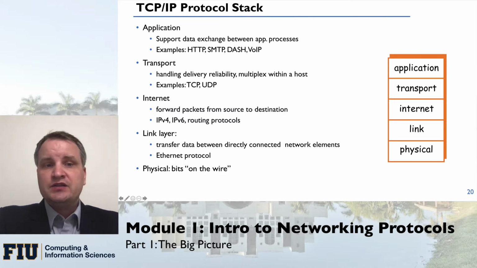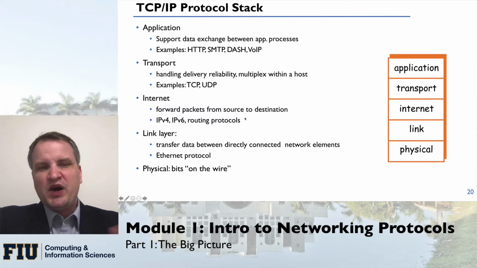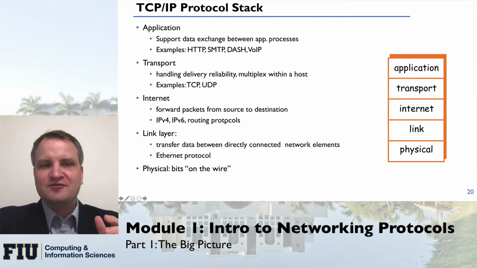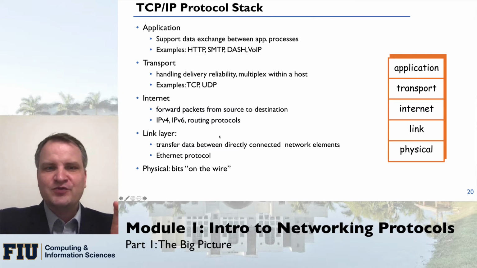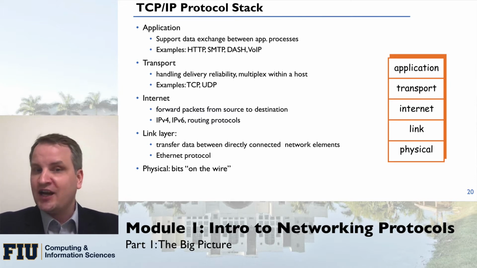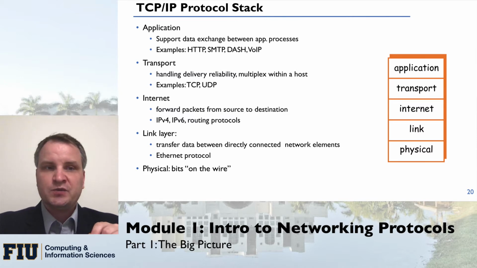On the internet layer, today this is IPv4, IPv6, and routing protocols. They partially belong to the internet layer, partially to application and transport, so the role of routing protocols is a little bit fuzzy. But in any case, the idea of the internet layer is to forward packets from source to destination, again not caring how exactly it's done between each individual router in the network.